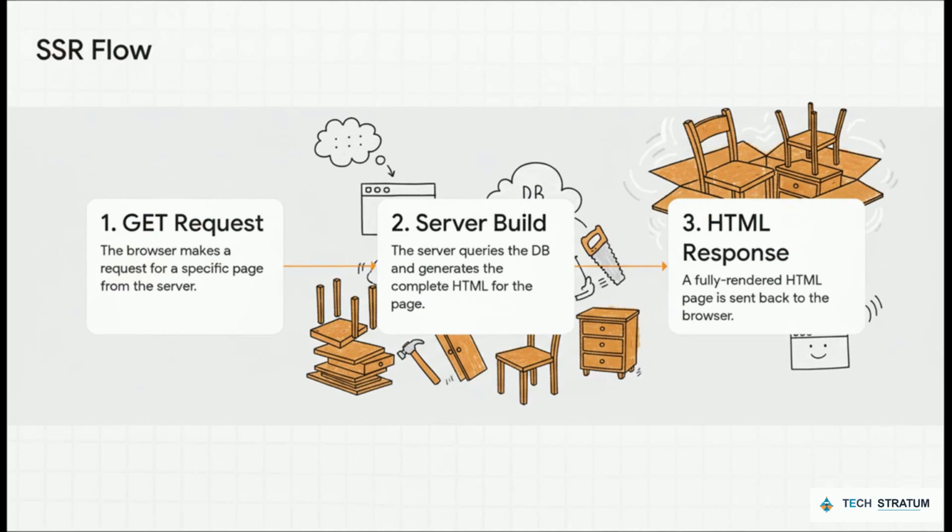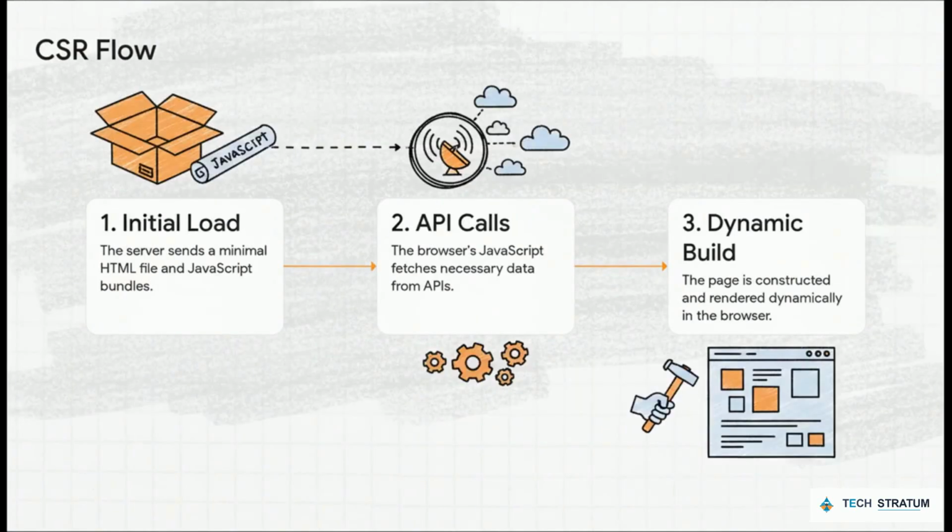Server-side rendering, SSR. That's the fully assembled furniture. Your browser asks for the page, and the server does all the heavy lifting. It gets the data, it builds the entire HTML file from scratch, and it sends you the finished product ready to go. Your browser literally just has to open the box and put it on display. Client-side rendering, CSR. That's the flat pack box. The server sends you a pretty empty HTML file, but it comes with a detailed instruction manual. That's the JavaScript. Your browser then has to read the instructions, go out and fetch all the parts, the data, and then build the page itself, right there on your own computer.